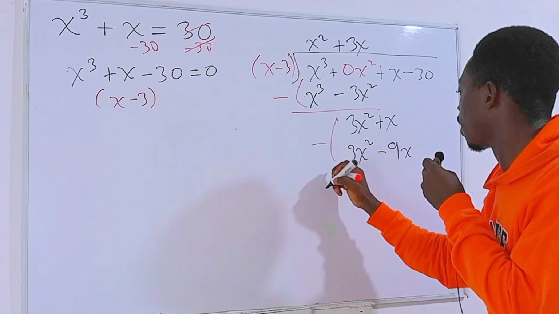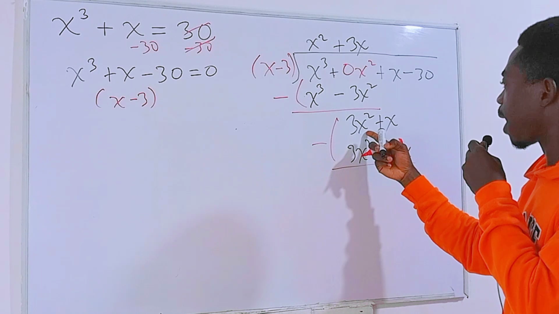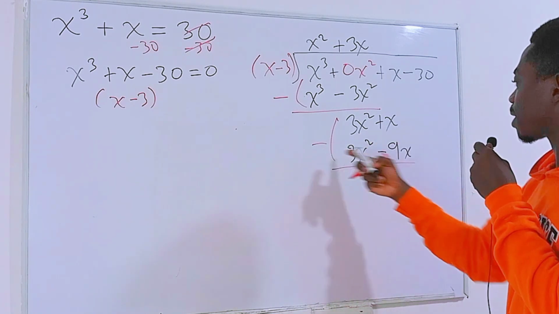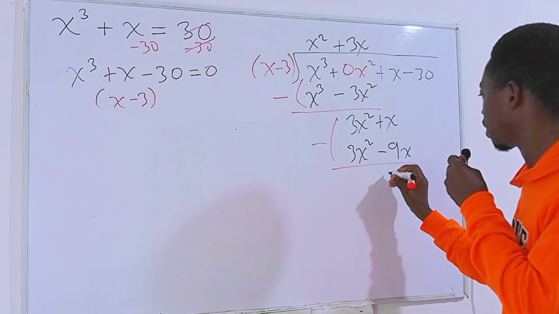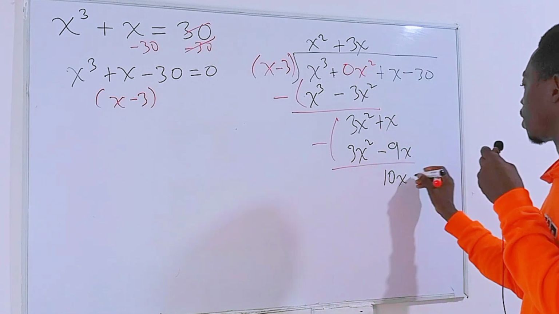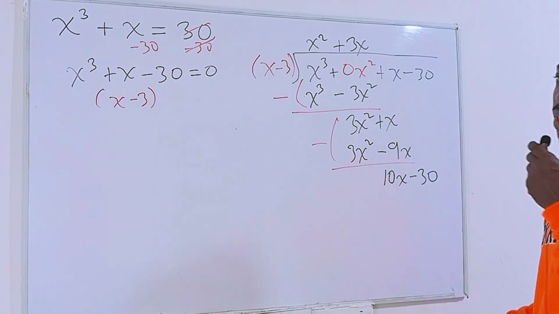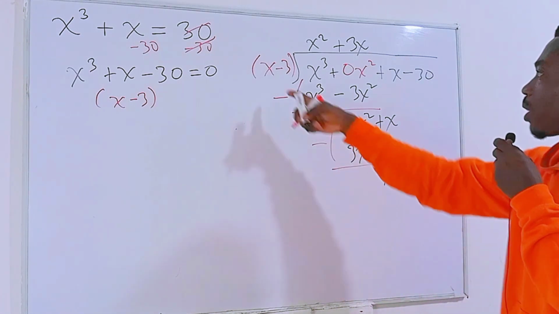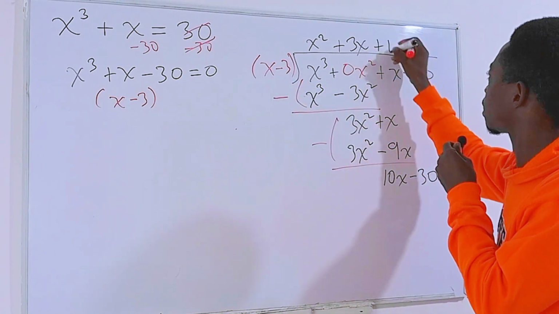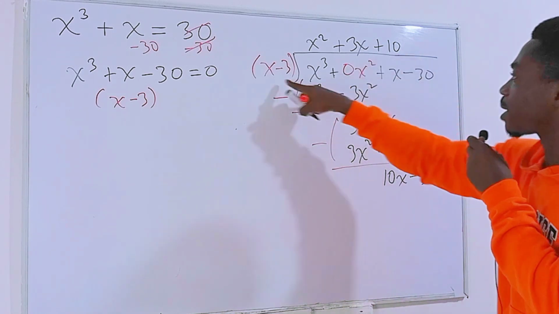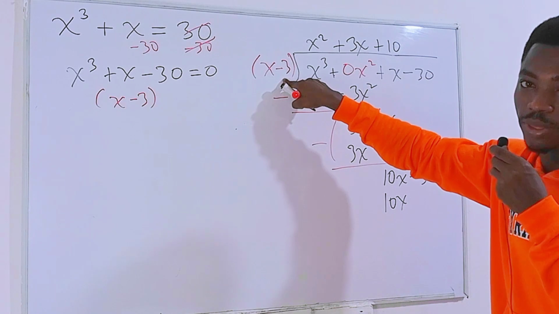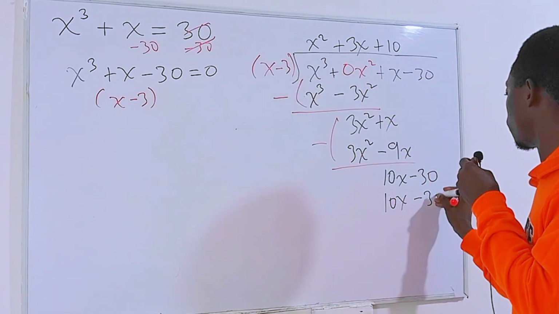To get the remainder, we will subtract once again. 3x squared minus 3x squared, that is 0. X minus negative 9x, that is positive 10x. Then we will bring down this negative 30, just like that. Another question, what times x will give us 10x? That is simple, positive 10. 10 times x, that is 10x. Then 10 times negative 3, that is negative 30.